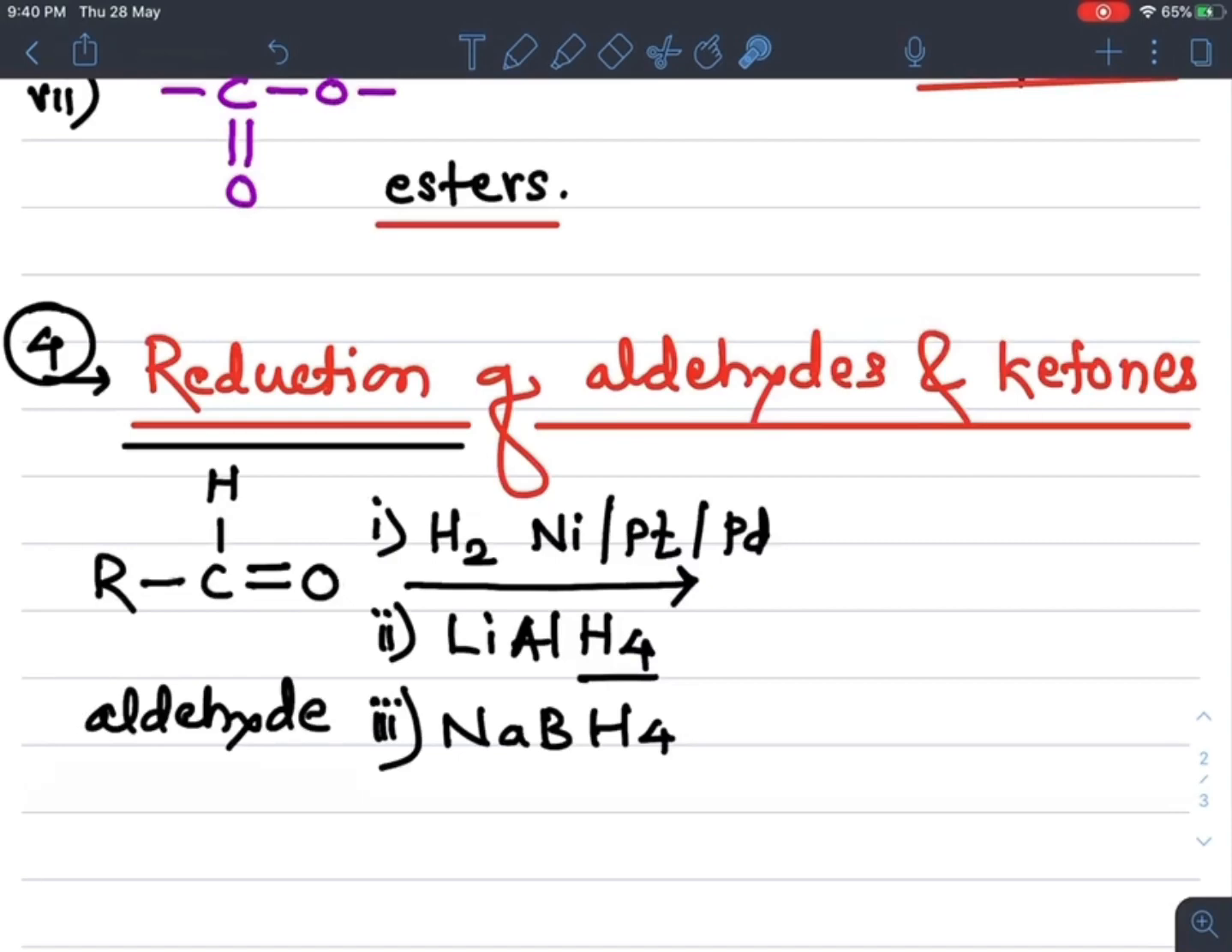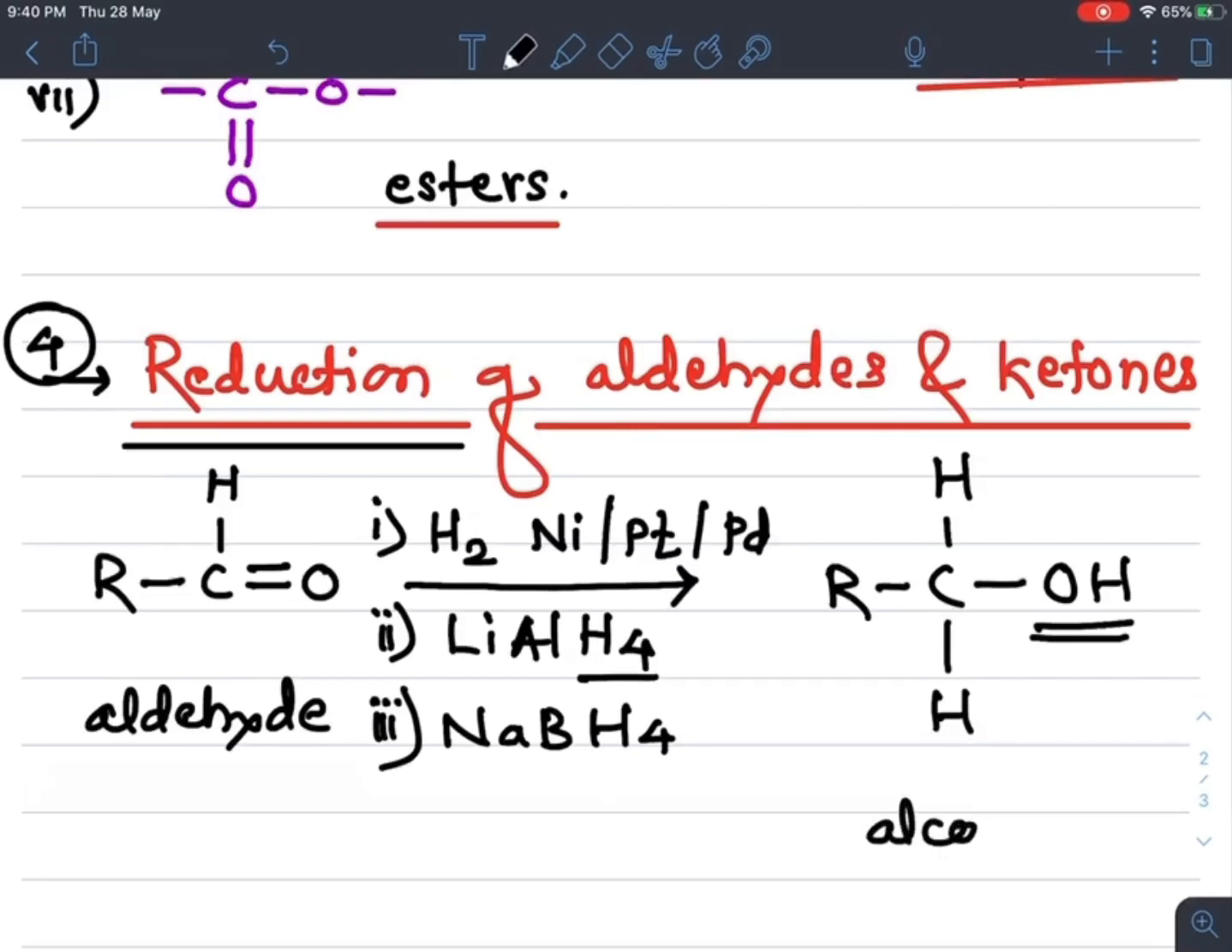What is meant by reduction? Addition of hydrogen takes place. The addition takes place at the place of the carbon double bond O, the CO group, that is at the place of the functional group. One hydrogen is added to carbon, the other hydrogen is added to oxygen, and what do we get as the product here? R as it is, CH is also as it is. One hydrogen is added to this carbon and the other is added to the oxygen. So the OH group is formed, and that's why we get the corresponding alcohols.